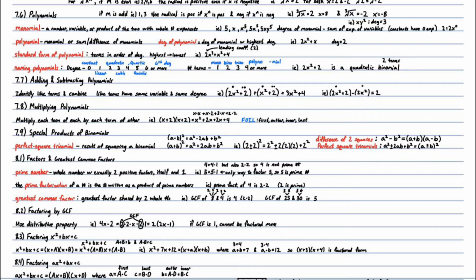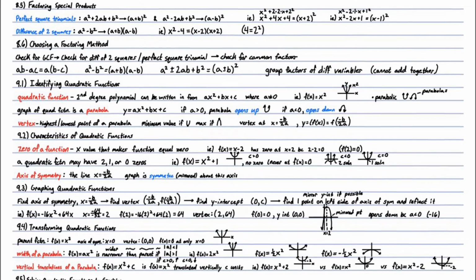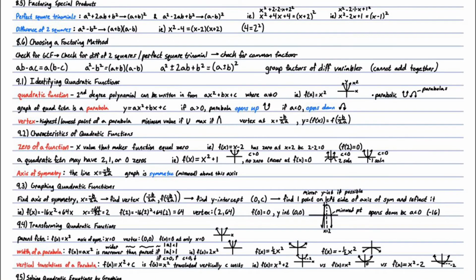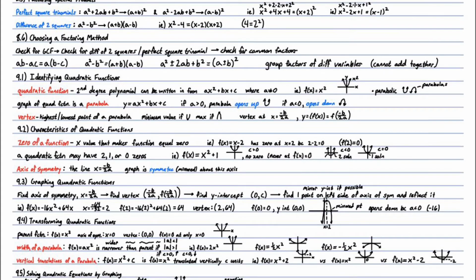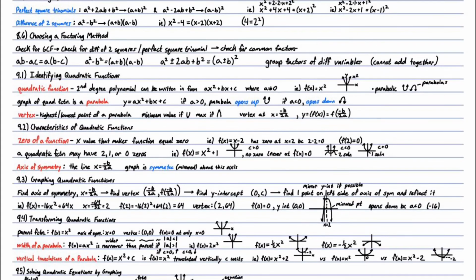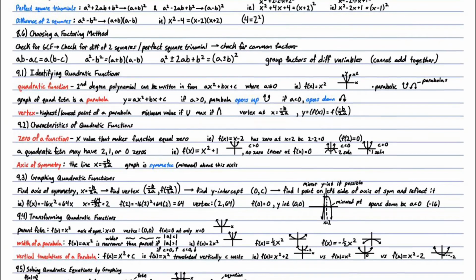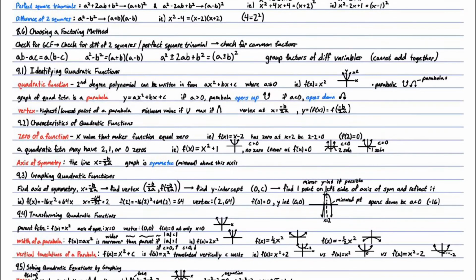Factoring by greatest common factor. Use distributive property to factor out greatest common factor. If greatest common factor is equal to 1, cannot be factored more. Factoring special products. Perfect square trinomial factors to square of a plus b or to square of a minus b. Difference of two squares: a squared minus b squared factors to a plus b times a minus b. Choosing a factoring method. Check for greatest common factor. Check for special products. Check for common factors.